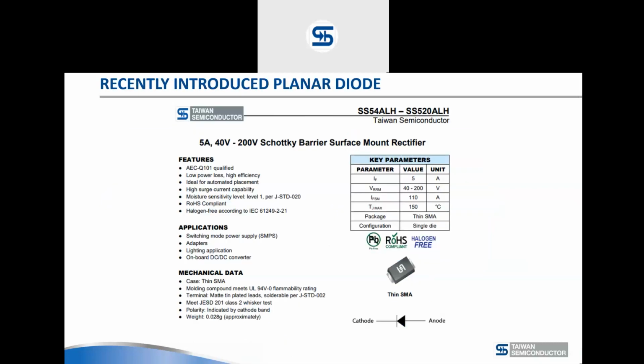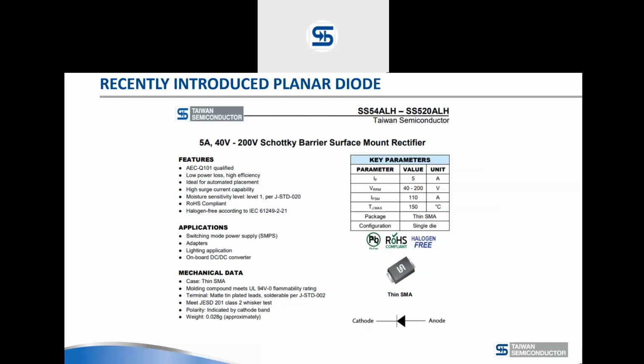I'm going to finish the presentation by giving an example of a new planar diode which we made in a thin SMA package that's similar to the SMA package, just a little bit smaller and with 1 millimeter height mounting. It's more optimized for reflow, whereas the SMA will always be there for wave soldering also. And a lot of Schottky diodes are wave soldered. That should also be mentioned. So the SMA will remain a very important package here.